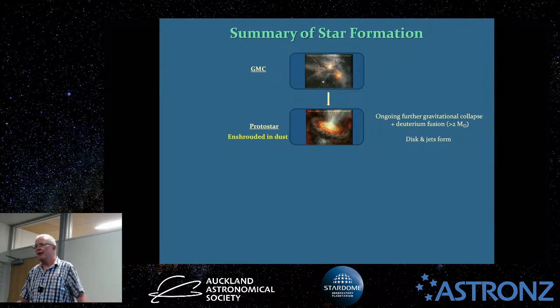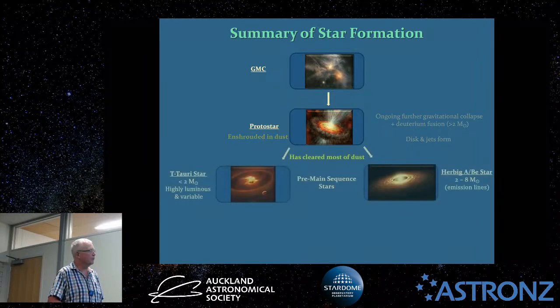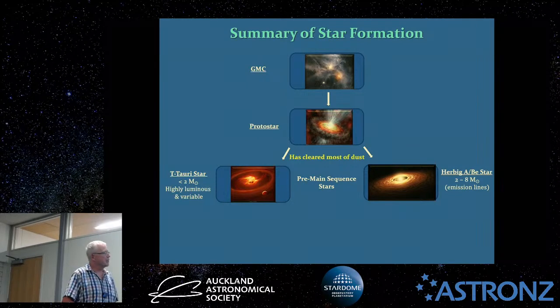That's ramping up the heat more, allowing more mass to fall onto them, and puts them on the Hayashi Track with their radiation zones, and you're getting disks and jets forming in that area in that time. The pre-main sequence star, by definition, has cleared most of the dust. Then they split up into your T Tauri stars, less than 2 solar masses, highly luminous and variable.